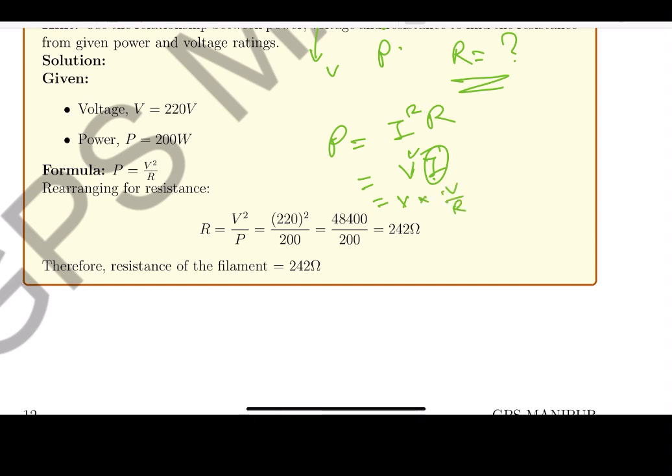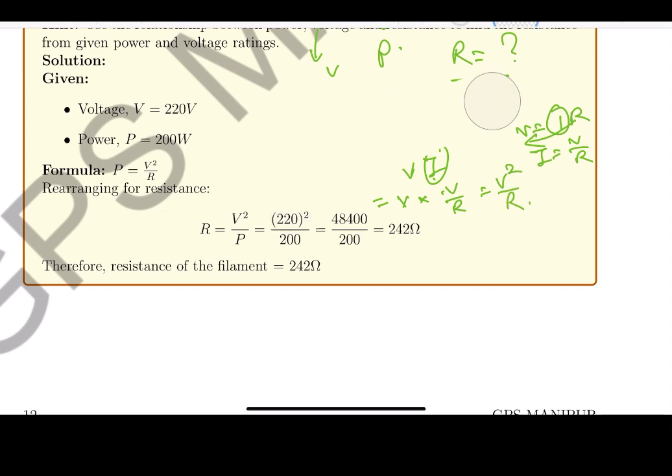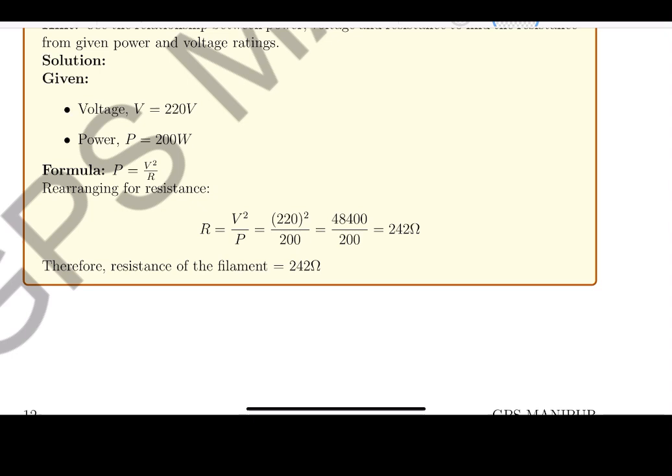Yes, V is equal to IR, so I will be equal to V by R. So I'll get V square by R. So this is the formula for power. There are many formulas for power. So this is another formula for power, V square by R. Now V is given, power is given, so R will be equal to V square by power.